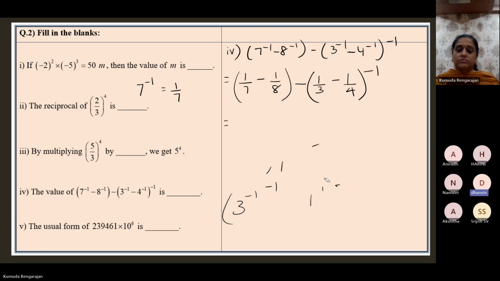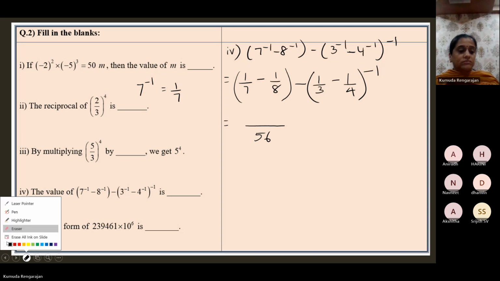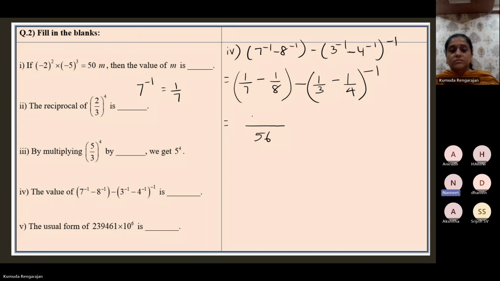Ma'am, next step, can I tell? Ma'am, we should take the LCM of 7 and 8, which is 56. So it will become 8/56 minus 7/56, which is 1 by 56. 8 minus 7, correct? Yes. Minus, what's the LCM here? 4/12 minus 3/12. LCM of 3 and 4 is 12.